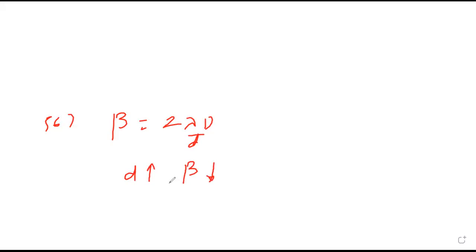On increasing the slit width, what will happen to the width of the central maxima? The width of the central maxima in diffraction is twice lambda D by d. So when you increase the slit width, that means d is increased, then the fringe width will decrease. So it will decrease. Option C.